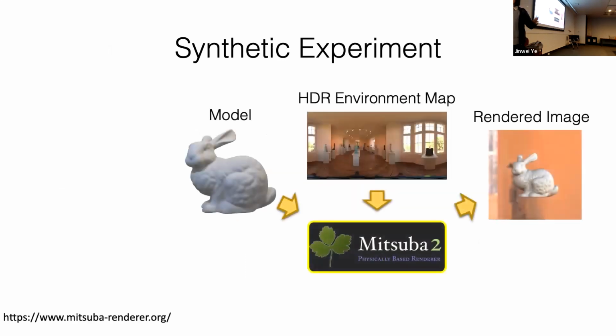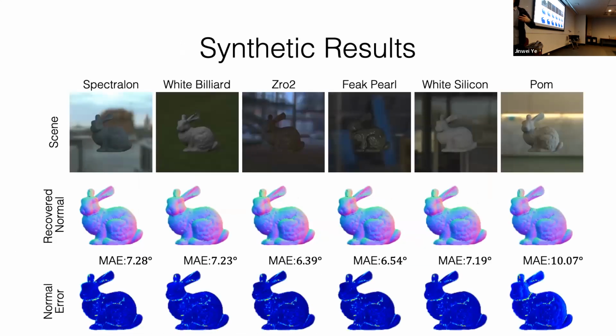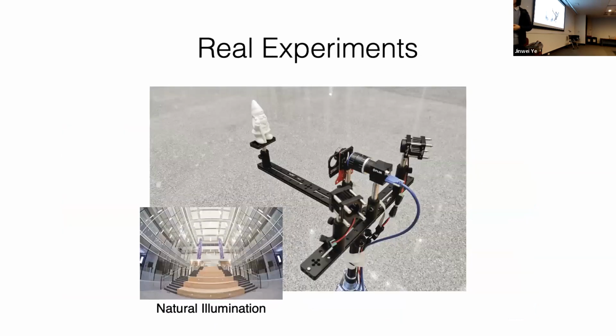Okay, let me quickly show you some experimental results. Again, we do simulation for synthetic experiments, and we evaluate the performance of normal estimation, and also we show some examples of this light proxy map estimation. Our light proxy map is an approximation of the environment. It's not a high resolution environment map, but it approximates where the light sources are. It gives the distribution of light in the environment.